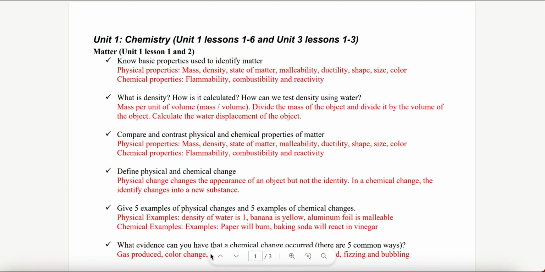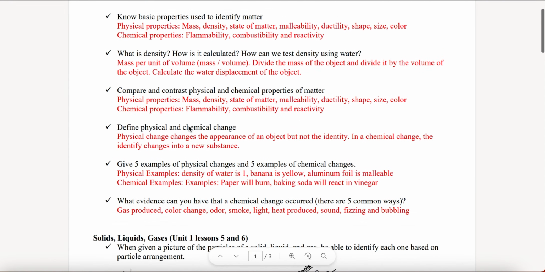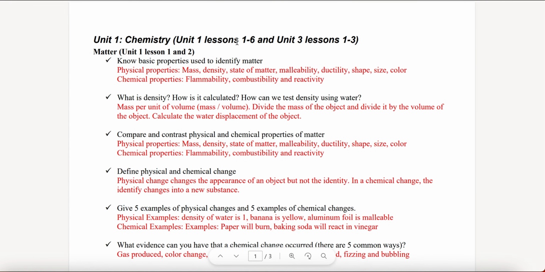Part one if you're starting for the chemistry unit 1 lessons 1 through 6 and unit 3 lessons 1, 2, 3 midterm this week. So this is gonna be part one. There'll be some questions. It's only a little bit of questions and some answers. So let's get started right away.